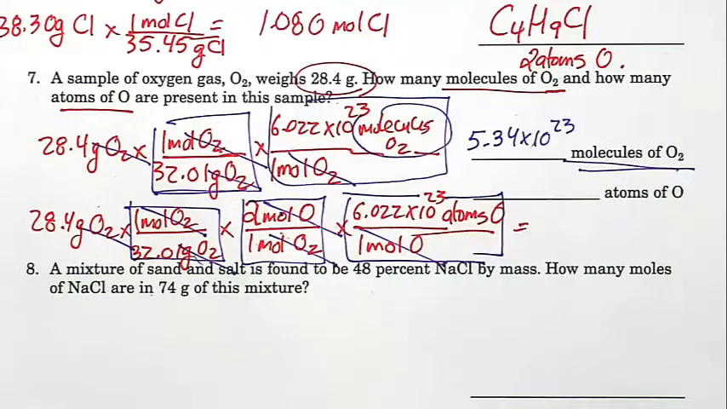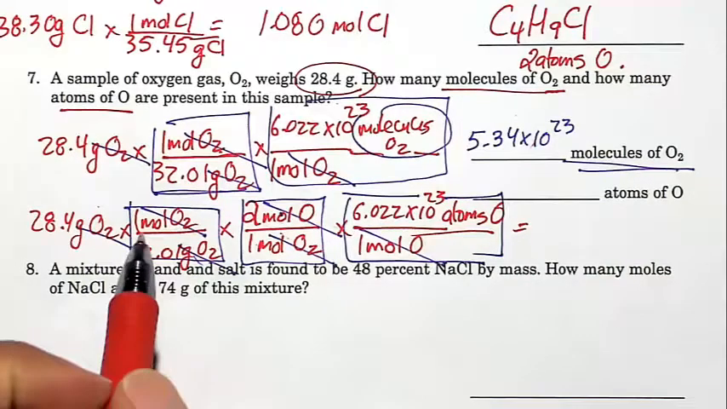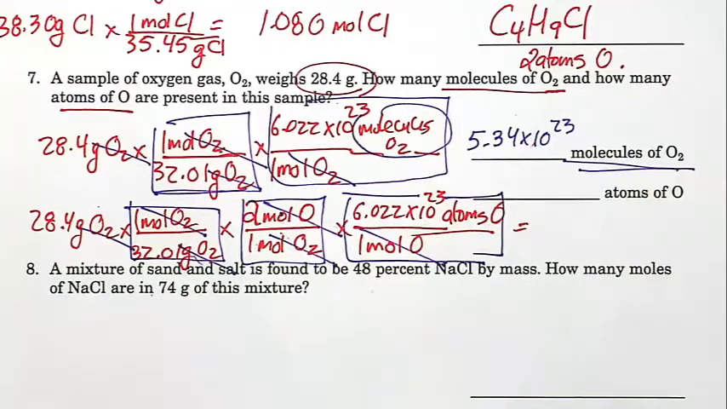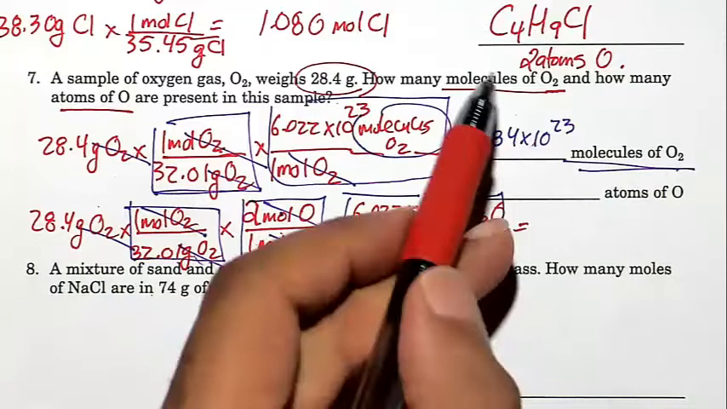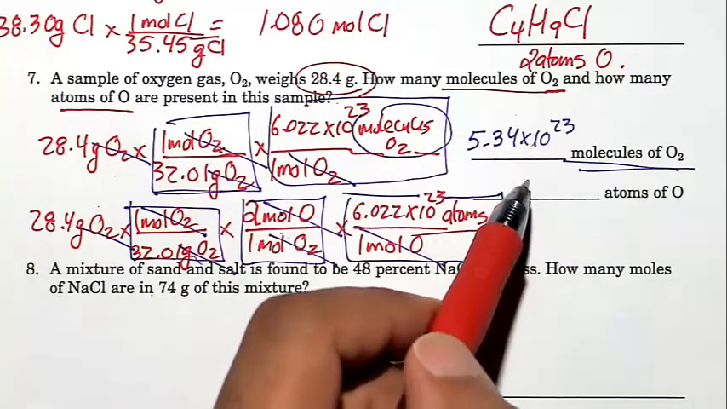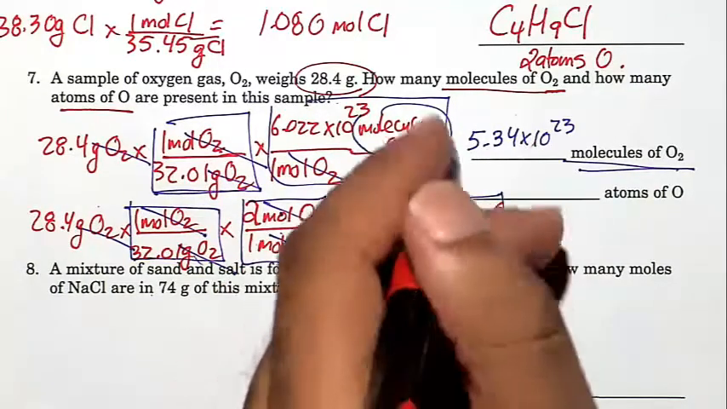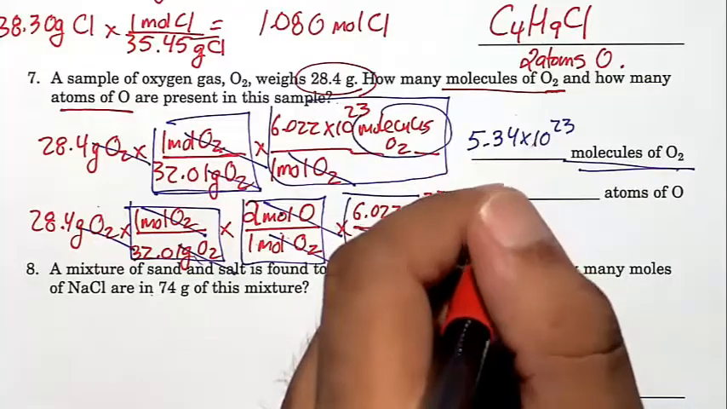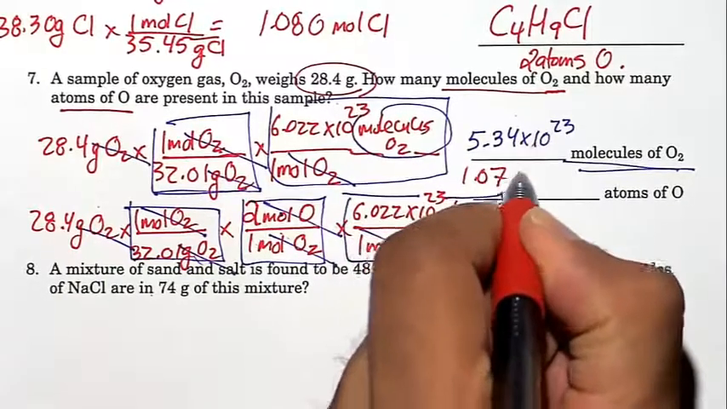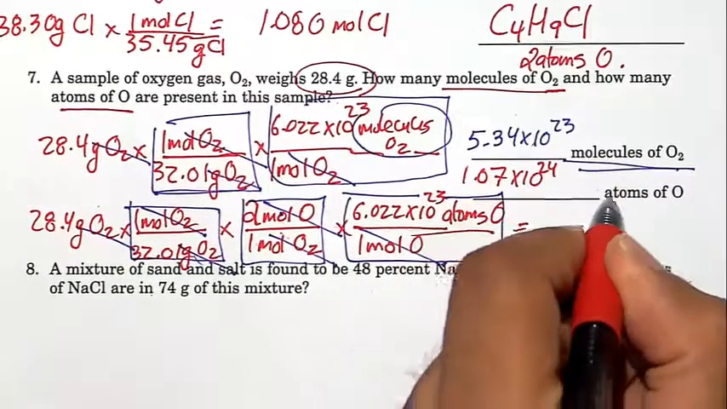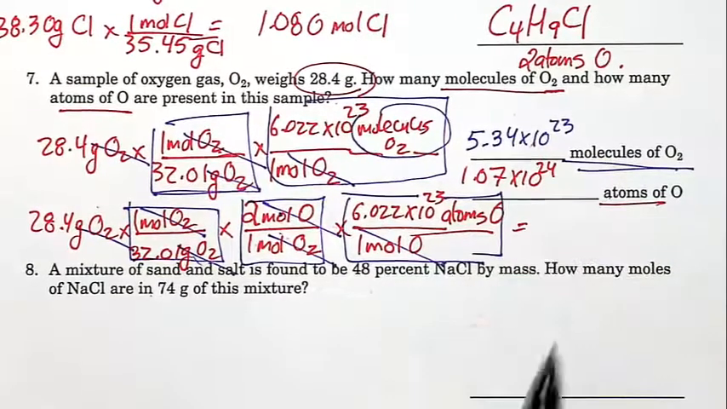So 28.4 times 2 times Avogadro's number, and do all of that divided by 32.01, and you should get double this. And the answer is double that, 1.07 times 10 to the 24 atoms of oxygen. Okay, notice the unit, atoms of oxygen.